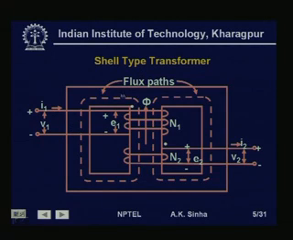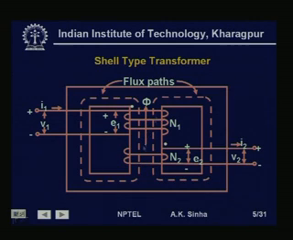Now, what are transformers? Transformers are basically a static electrical machine which has a magnetic core on which windings are placed. This magnetic core provides the path for the fluxes. As you can see in this diagram, we have a rectangular magnetic core which has two windows cut in it, and we have placed the windings on the central limb of this core.